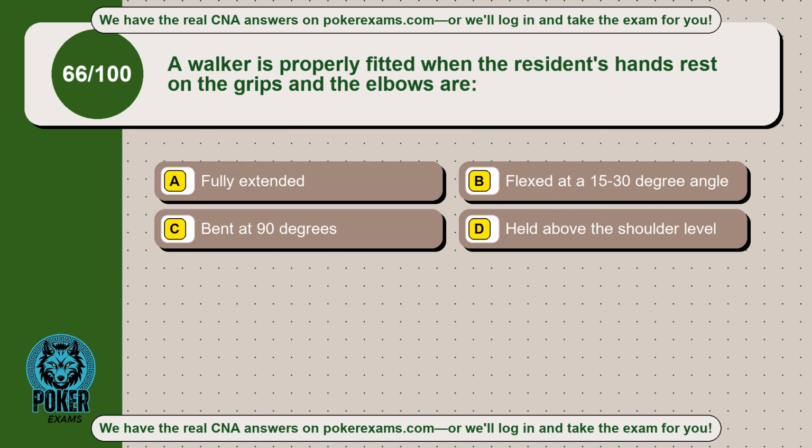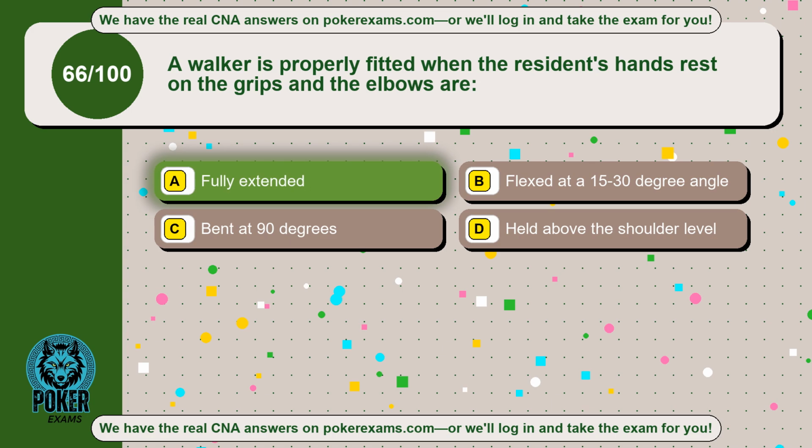Question 66. A walker is properly fitted when the resident's hands rest on the grips and the elbows are: Option A, fully extended. Option B, flexed at a 15 to 30 degree angle. Option C, bent at 90 degrees. Option D, held above the shoulder level. The correct answer is option A, fully extended.